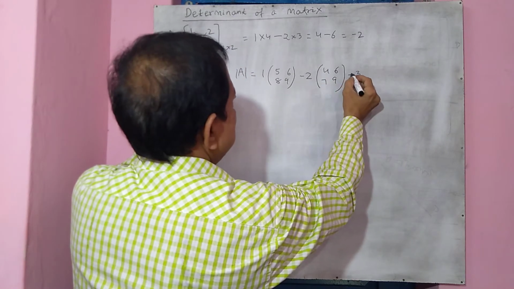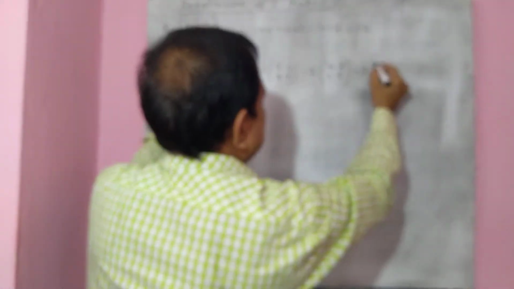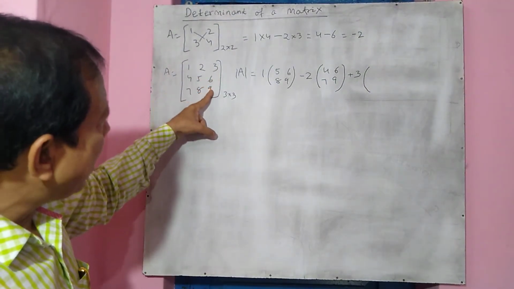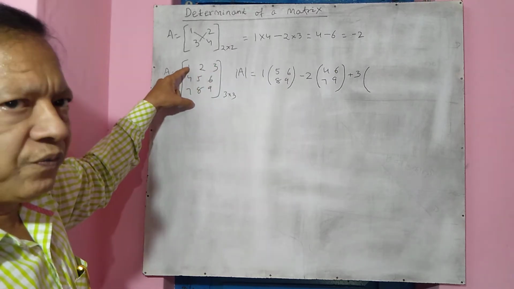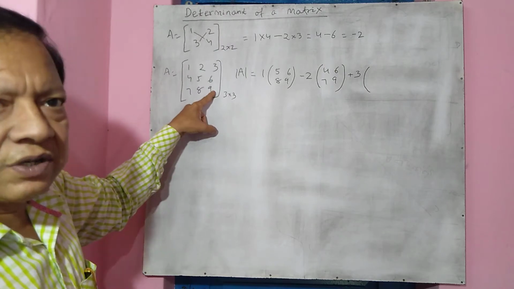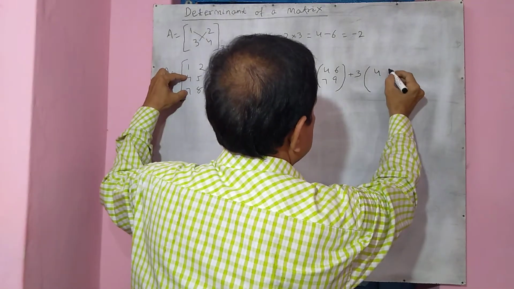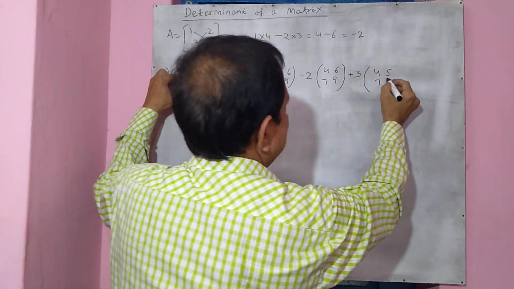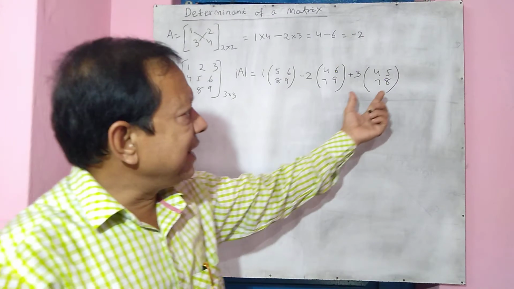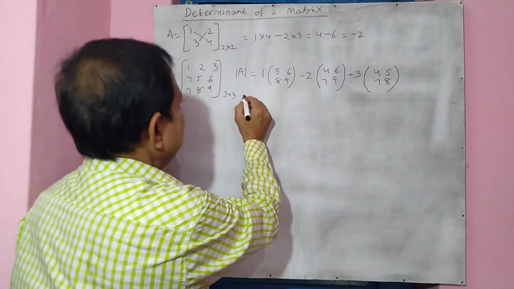Write it like this. Then let's come to the third one, 3. This must be plus. Again, 3 lies in the third column and in the first row. Leave all elements in the first row and all elements in the third column. So what is left? Now 4, 5 and 7, 8. Okay? Now if you write like this, then it becomes easier for you to calculate. Then what will happen?